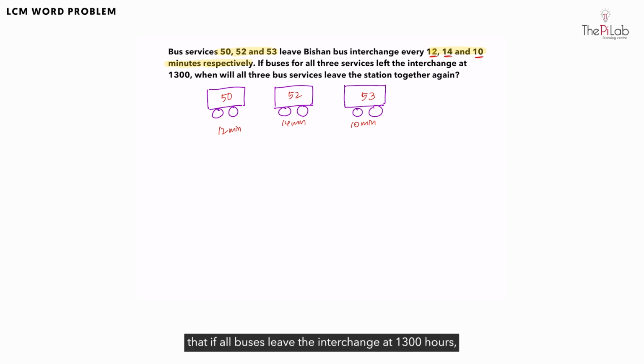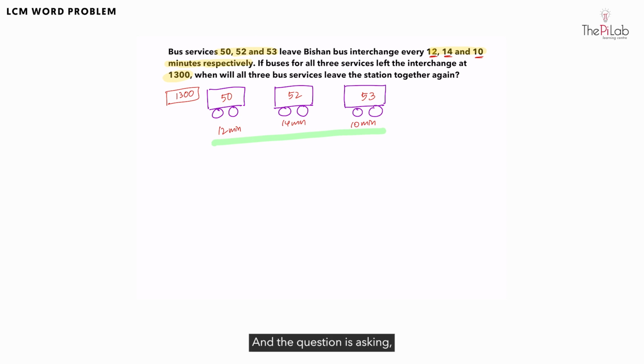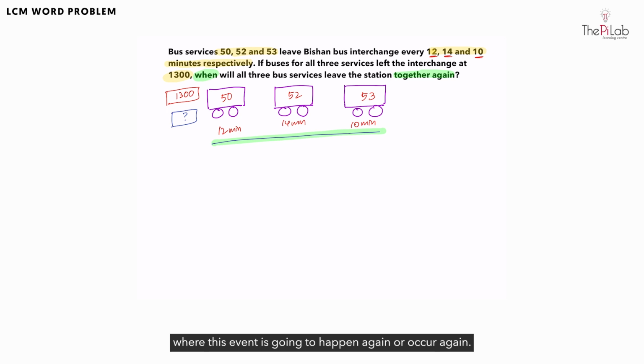Now the question says that if all buses leave the interchange at 1300 hours, that means when the clock strikes 1 p.m. or 1300 hours, all of these 3 buses are going to leave the interchange at the same time. Okay, so this happens at 1300 hours. And the question is asking for when are they going to leave the station together again. There must be a time in the future where this event is going to happen again or occur again. So our job is to find that future timing.